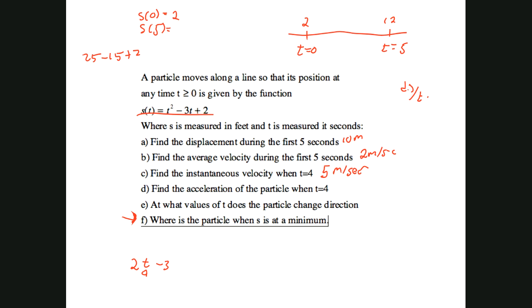Find the acceleration of the particle when t is equal to 4. Well, this is velocity, so acceleration would be the next derivative, so that's just 2. That's an easy one. At what value of t does the particle change direction? Well, a particle changes direction when velocity is equal to 0, doesn't it? So if my velocity function is 2t minus 3, I would set that equal to 0. So 2t equals 3, so t is equal to 3/2. Is the particle ever going to change directions again?